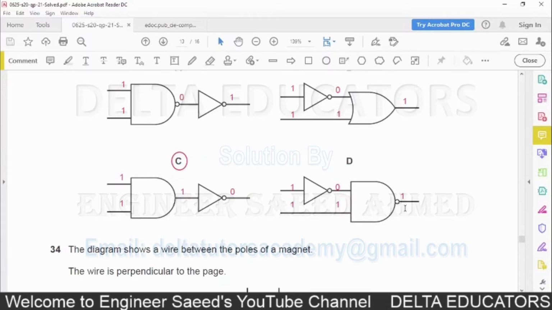Now here it is not an AND gate, it is a NAND gate. NAND gate means it is the negation of AND gate. So here we will not get the signal 0, we will get the signal 1. So again here the output value is 1 and the condition that is asked is that the output signal should be 0. So this option is also incorrect. Correct option, option C.